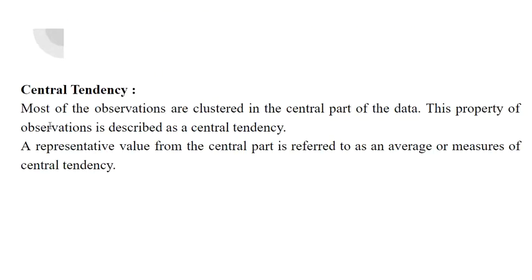Our next topic is central tendency. The word central tendency itself expresses its meaning: most of the observations tend to be in the central part of the data. Most of the observations are clustered in the central part of the data. This property of observations is described as central tendency. A representative value from the central part is referred to as an average or measure of central tendency. Let's try to understand this line.